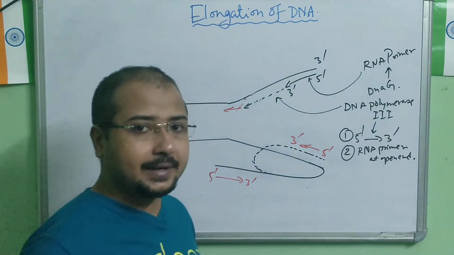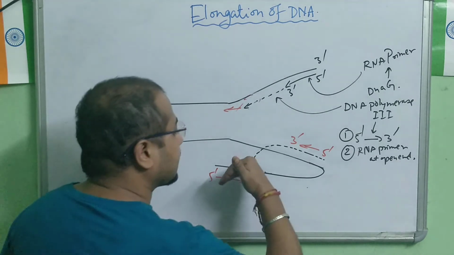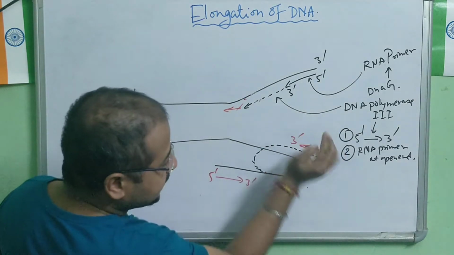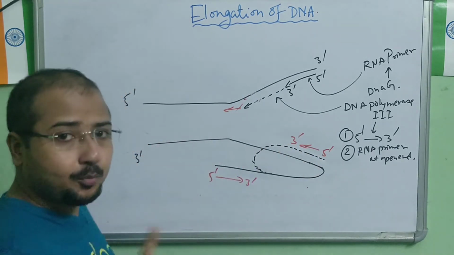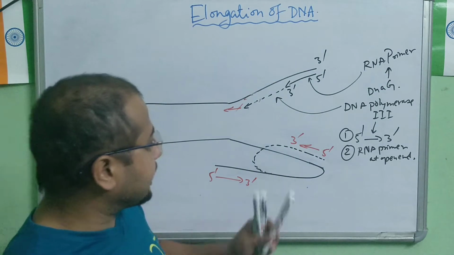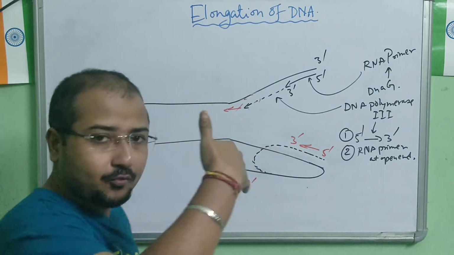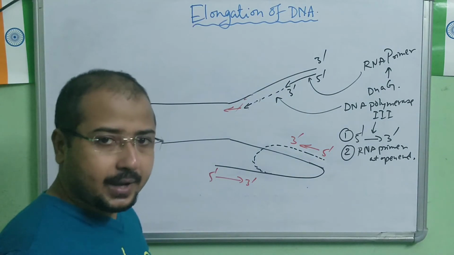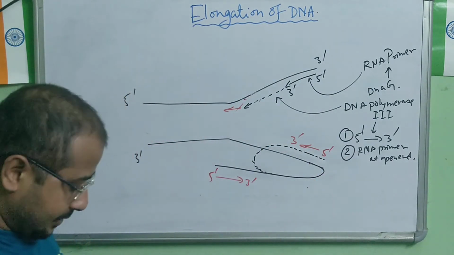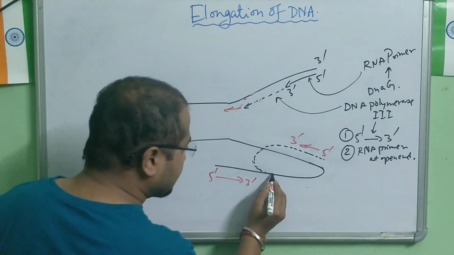Are you getting what I am saying now? This part turns this way, so the 5' goes that way and the 3' will be here. I hope you understand this. Now if you look at this structure, is this direction and this direction the same direction? Yes, it is now the same. So this is the loop that is formed by this DNA strand.